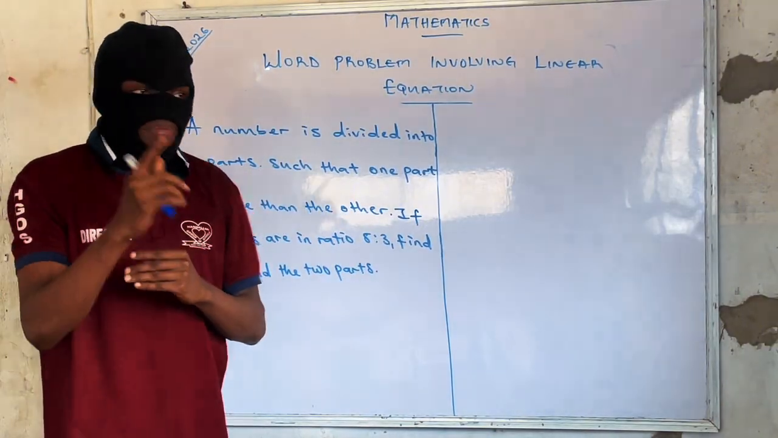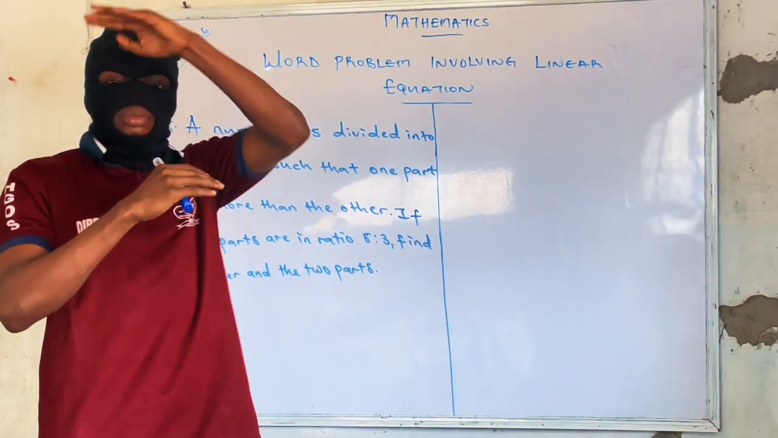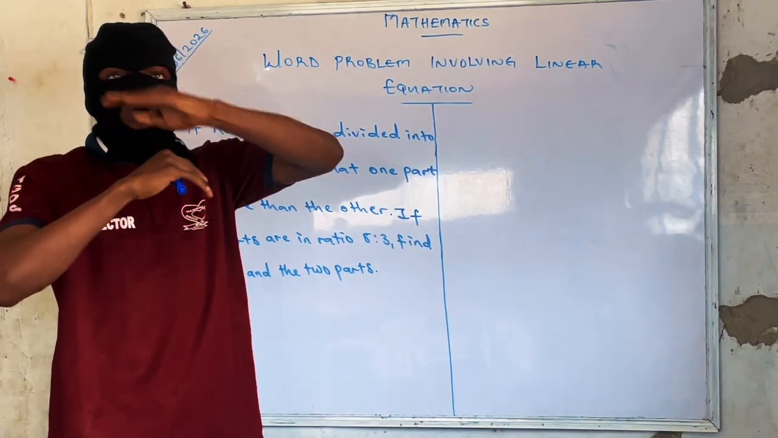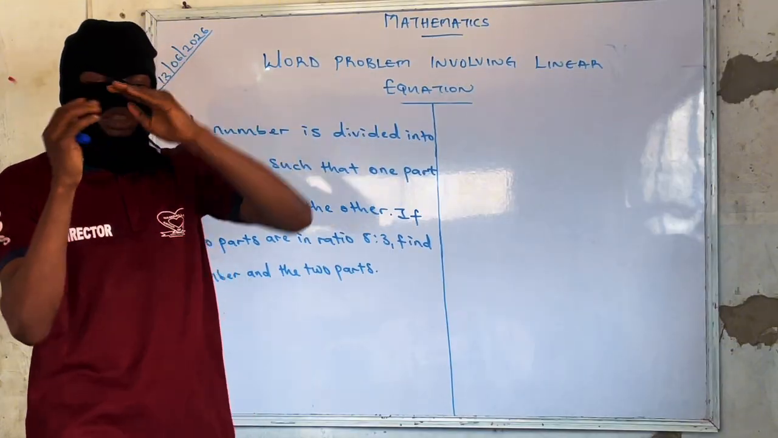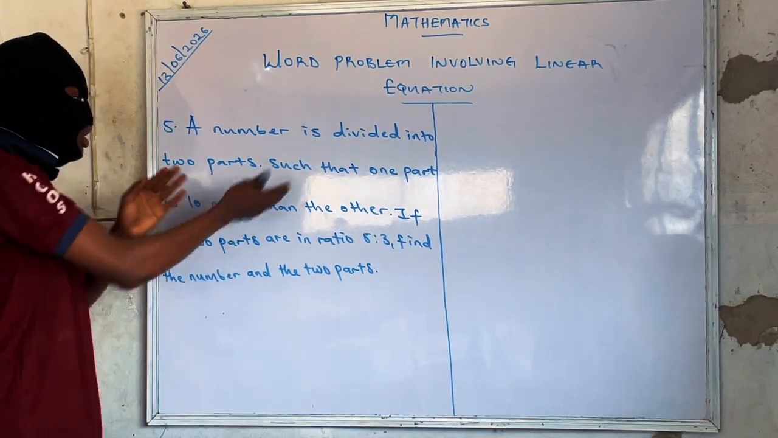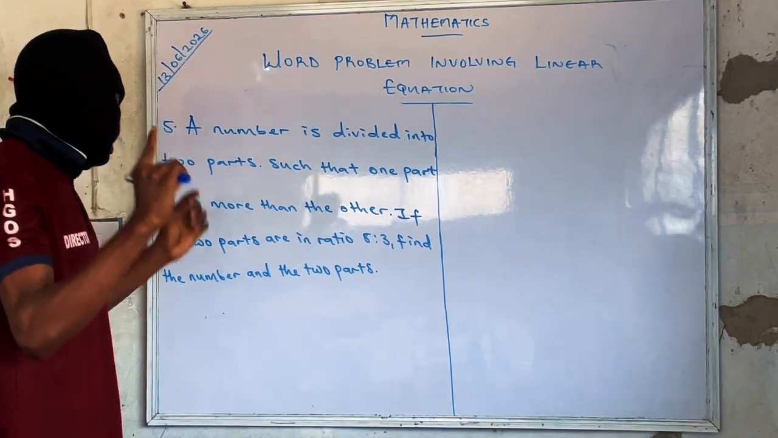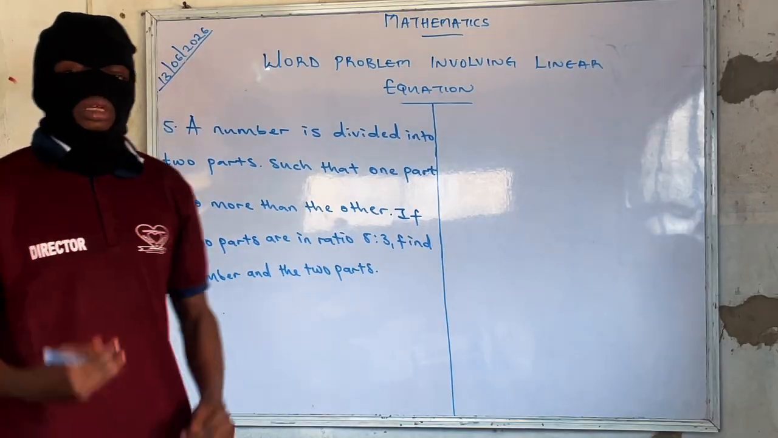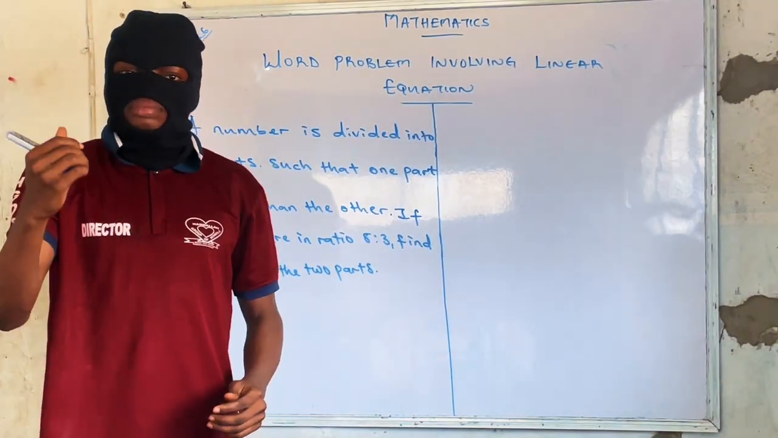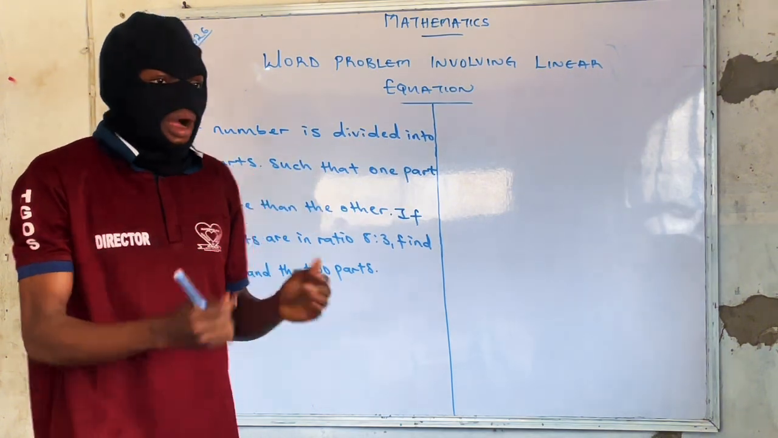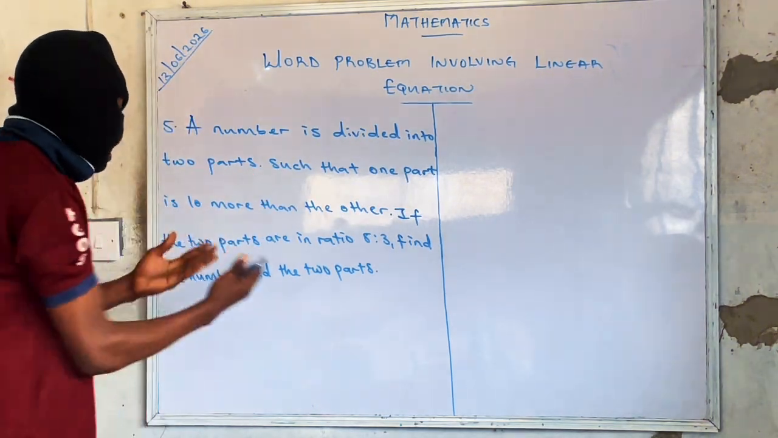It means we are introduced to fraction, the numerator and the denominator. It's telling us that one part will be at the numerator, while the second part will be at the denominator. Now, such that one part is 10 more than the other. It means you are adding 10 to the number. But we don't know the number.